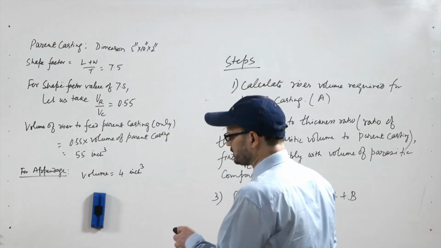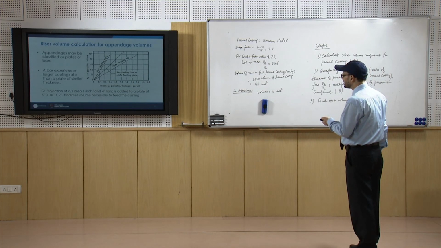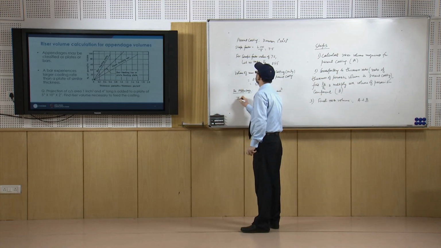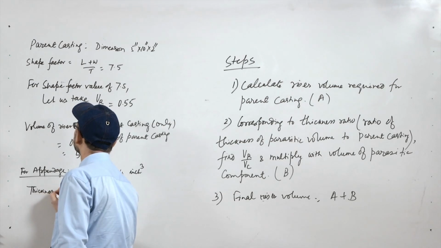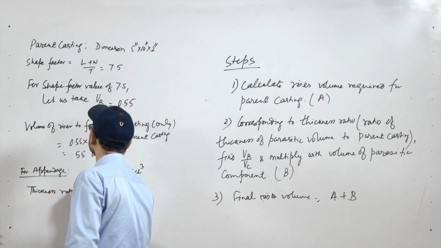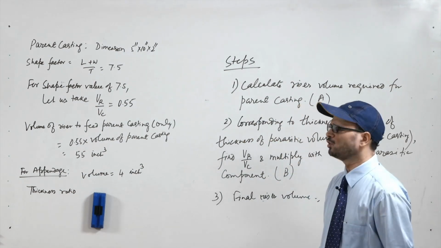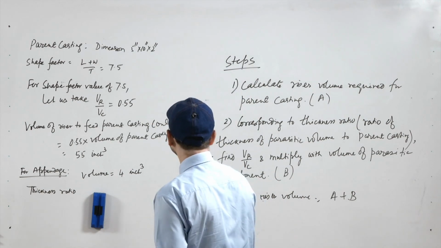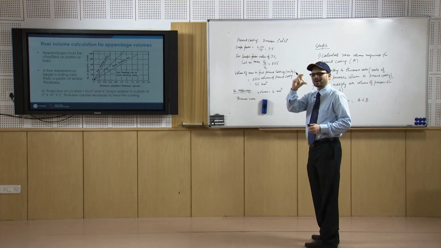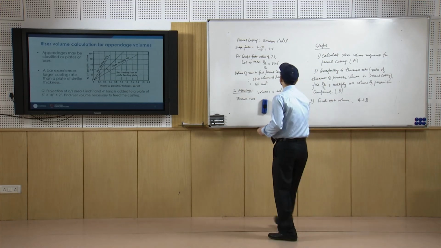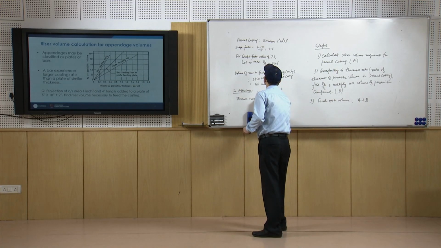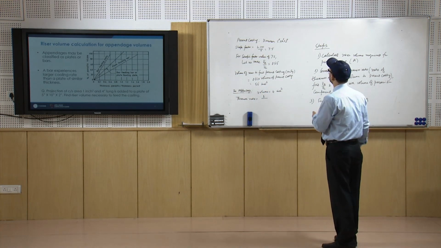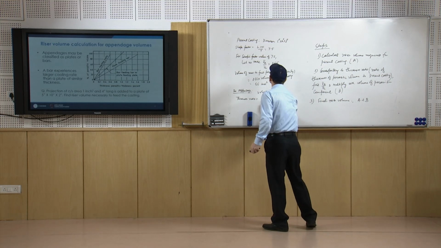Now, what we have to do is find the thickness of the parasite by the thickness of the parent, that is the thickness ratio. So, thickness ratio will be the thickness of the parasitic volume, which is given as 1 inch, because its cross section is 1 inch by 1 inch, divided by the thickness of the parent casting, which was 2 inch. So, 1 by 2, this is 0.5.